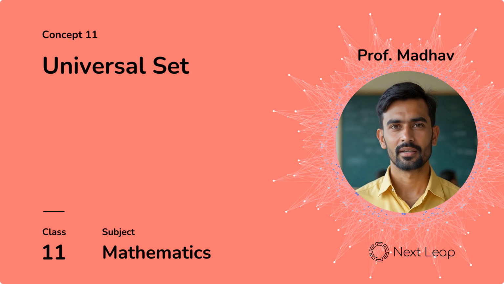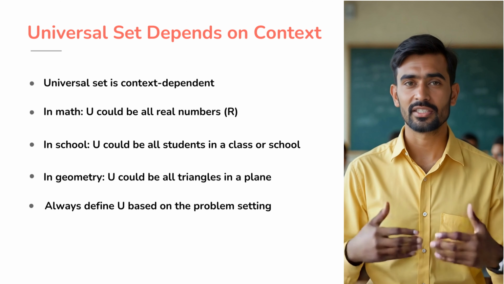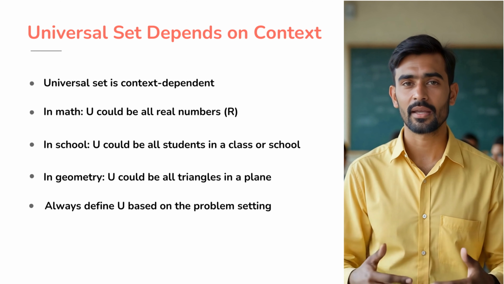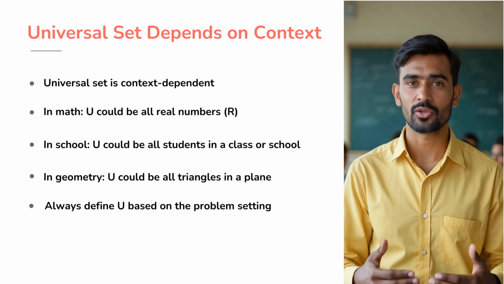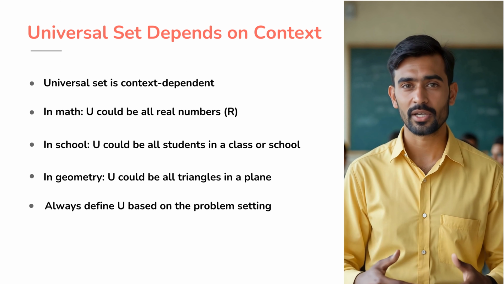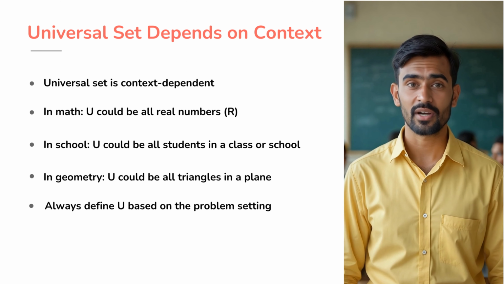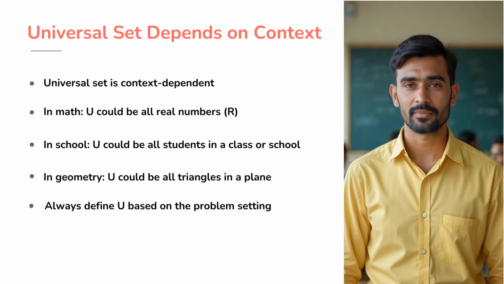In mathematics, the universal set, denoted by the letter U, is the set that contains all elements relevant to a particular discussion or problem. The most important point is the universal set depends on context. For example, if you're dealing with numbers, U might be the set of all real numbers. In a school problem, U could be all students in the school. In geometry, U might be all triangles in a plane. What qualifies as universal changes depending on the topic or situation.